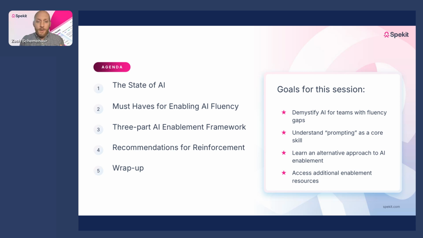So my goal here is that we walk away demystifying AI for your teams so that we're not afraid or anxious when we're navigating fluency in artificial intelligence. I want you to understand that prompting is a core skill and know some ways to learn that for yourself and also teach others to adopt it. We'll have conversations around some alternative approaches to AI enablement. And then, of course, I want you to have access to additional enablement resources that you can take away with you.